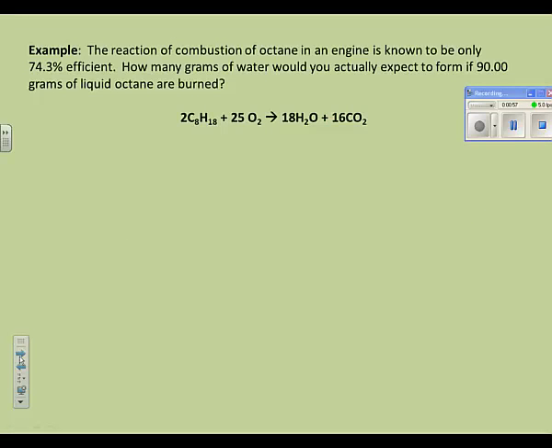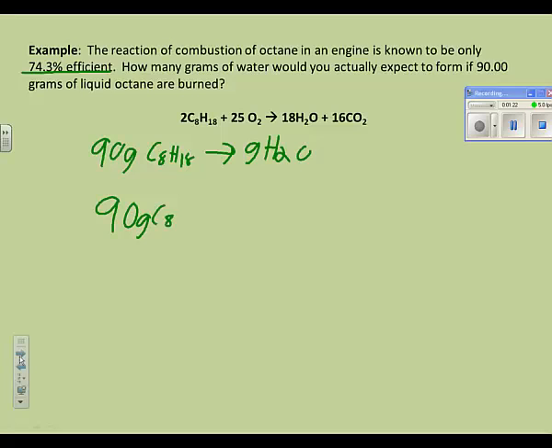So here's your example. The reaction of combustion of octane is known to be only 74.3% efficient. How many grams of water should you actually expect to form if 90 grams of liquid octane are burned? So we're going from 90 grams of octane, which is C8H18. We're going to find grams of H2O. So we're going to start with our given, 90 grams of C8H18.